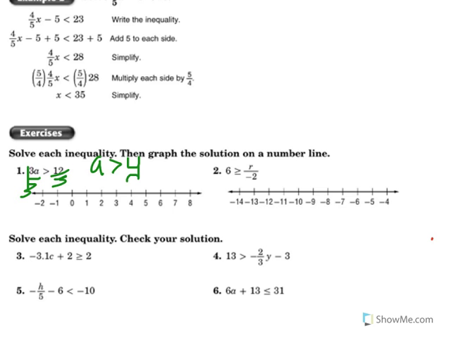It does not include 4, so it's an open circle. It says greater than, so it's everything to the right of 4. So shade or graph and draw an arrow going to the right. That's what you do for number 1.